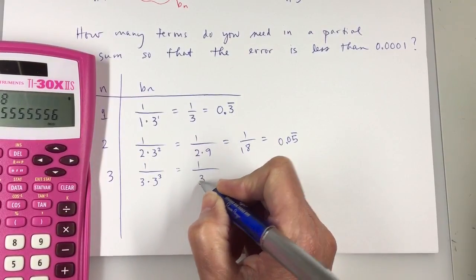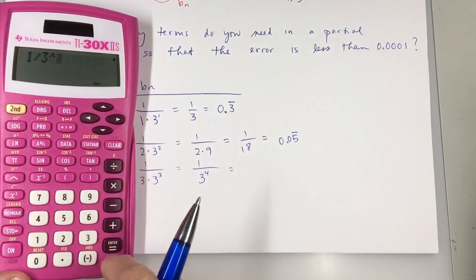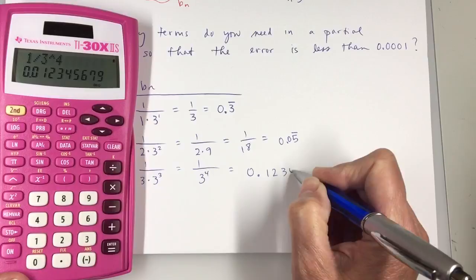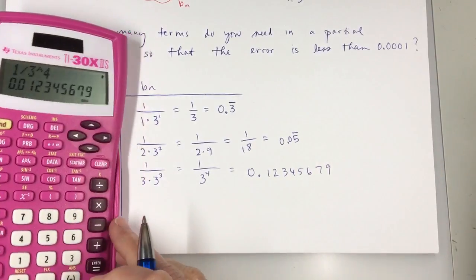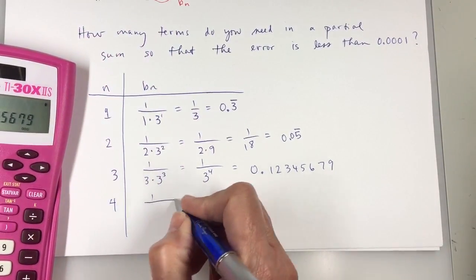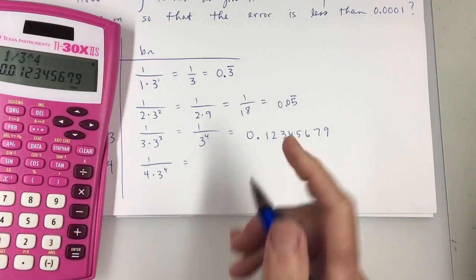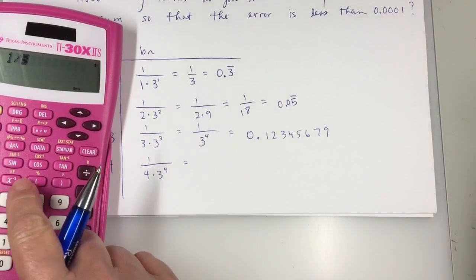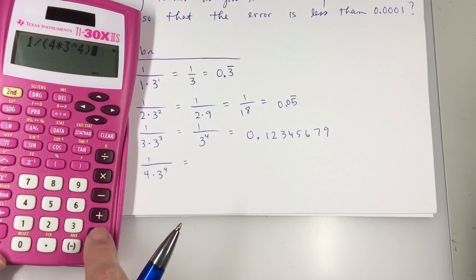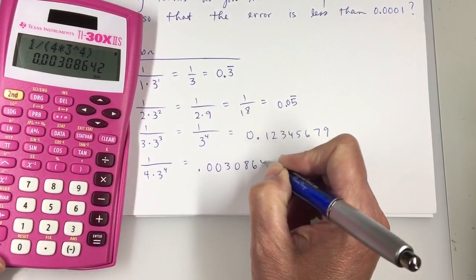When n is 3, it's 1 over 3 times 3 to the third. Well, that's 1 over 3 to the fourth. 1 divided by 3 raised to the fourth is 0.012345679. That's an interesting decimal. Okay, when n is 4, it's 1 over 4 times 3 to the fourth. So 1 divided by, open parentheses, 4 times 3 raised to the fourth, is 0.00308642.